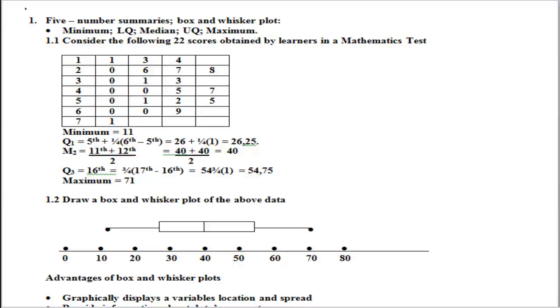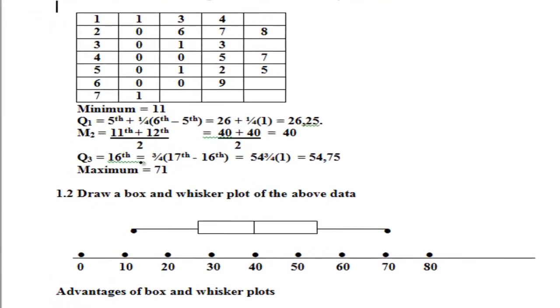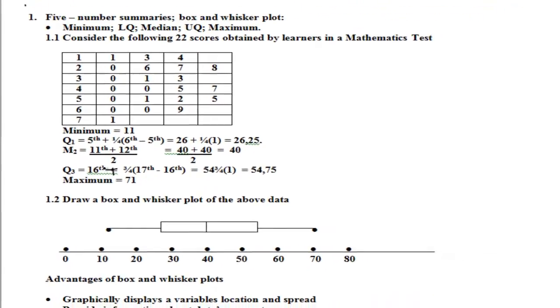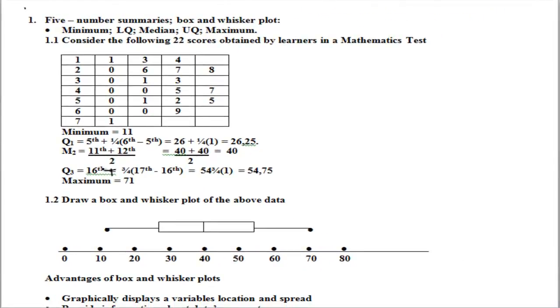So it's 26.25. And then we're looking at the third quartile, and that's 3/4, and that is the 16th and the 17th. So what is it now? Basically, it is the 16th plus 3/4 of the 17th minus the 16th, which gives you 54.75.